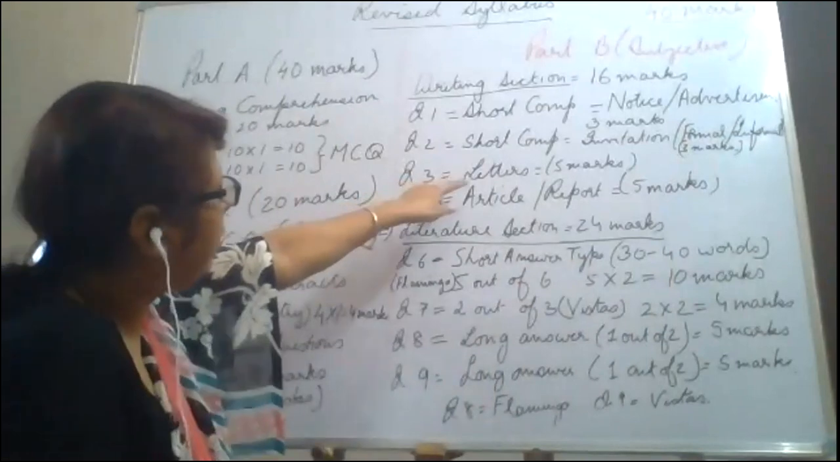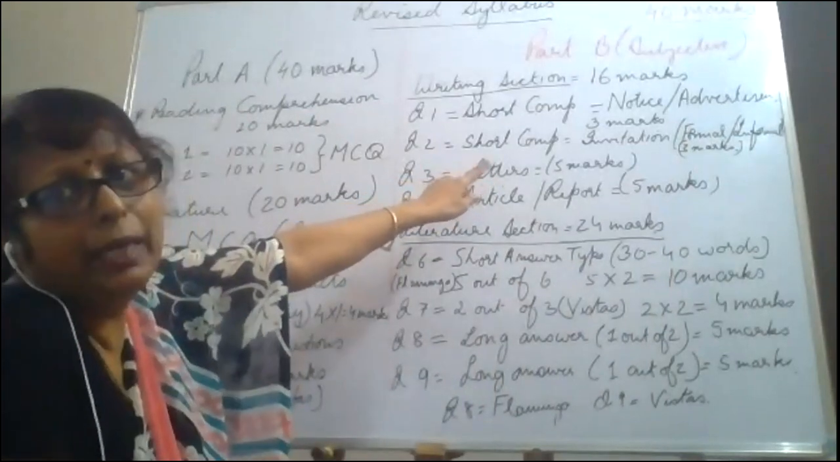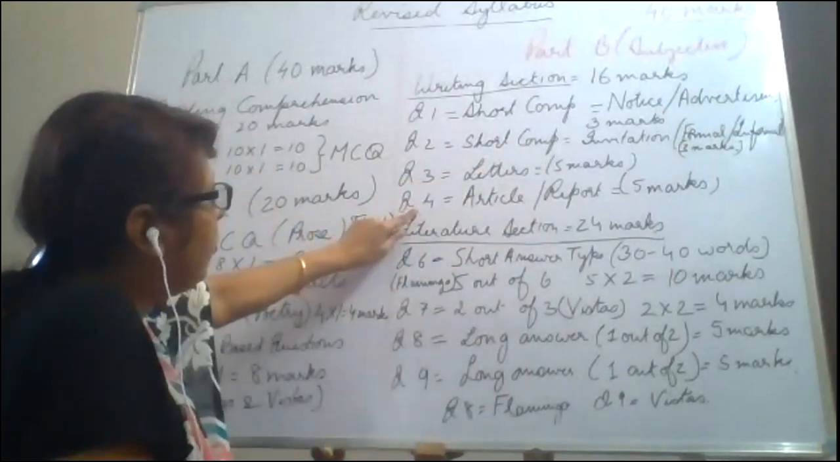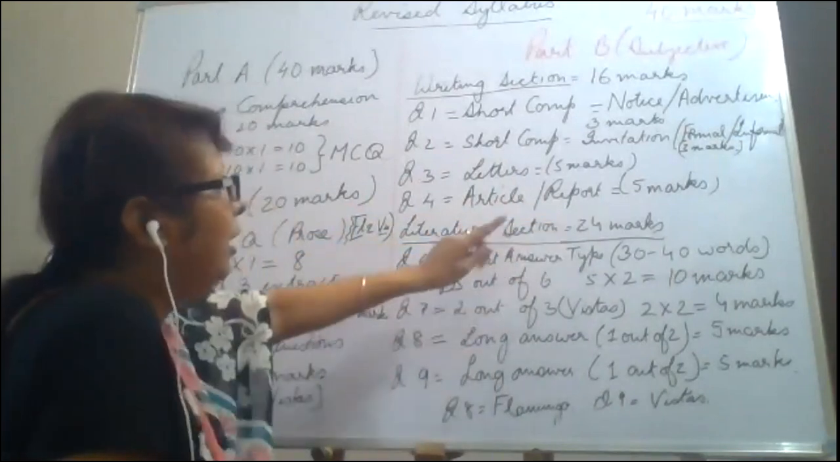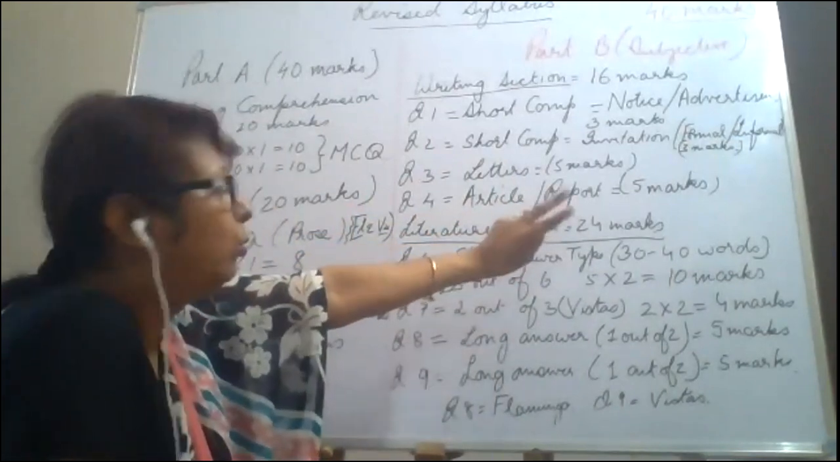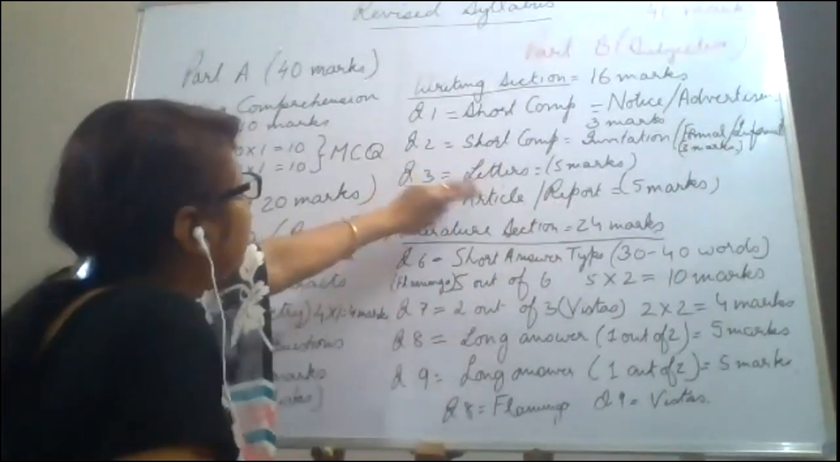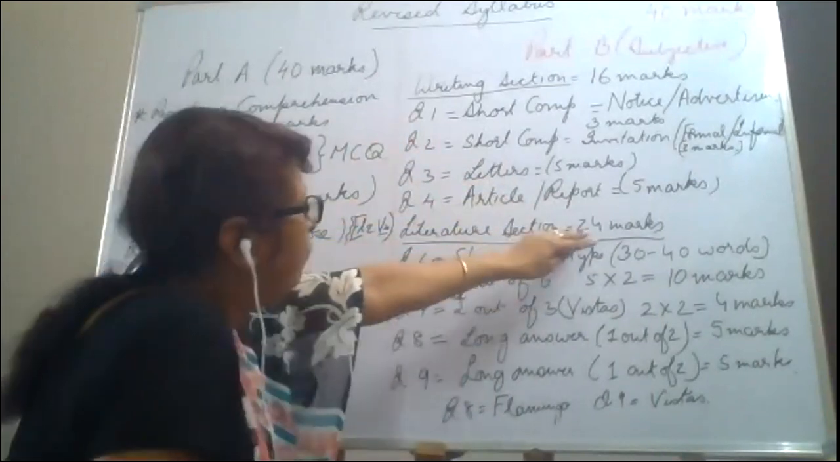Question number 3, you will be getting letters. As I have told you, it will be letters to the editor or job application. It will carry 5 marks. Question number 4, article or report you will get. And again, 2 questions will be there, so there will be a choice for you. It will carry 5 marks. Now, this is the writing section. The creative section is of 16 marks. We are left with 24 marks.